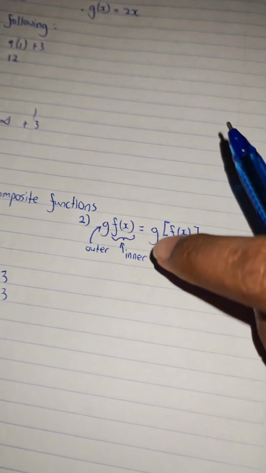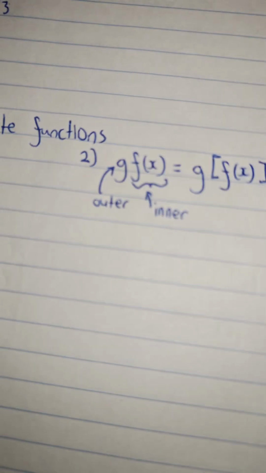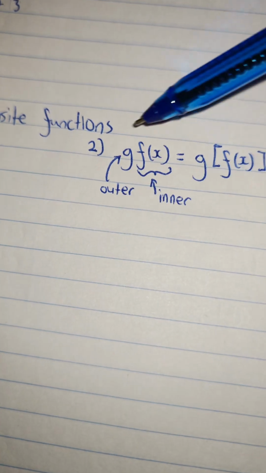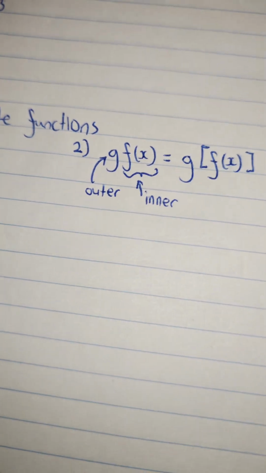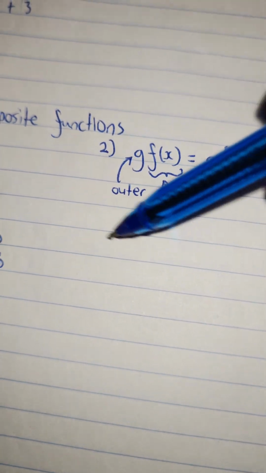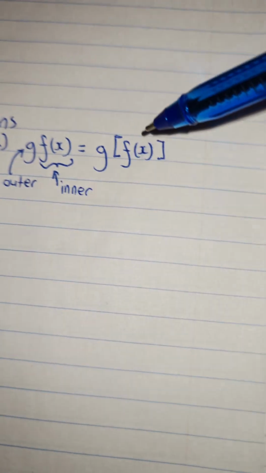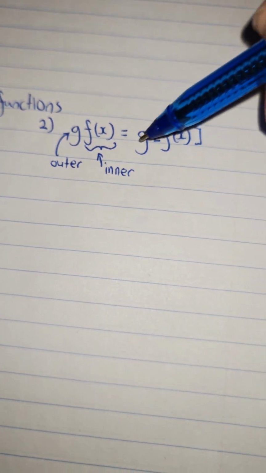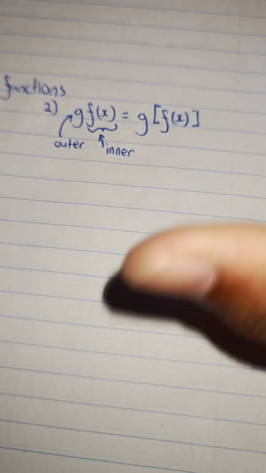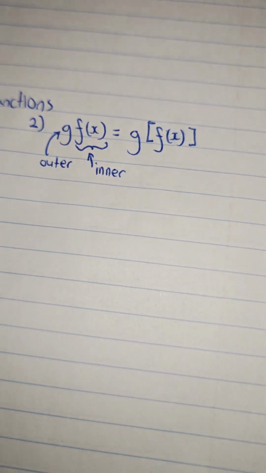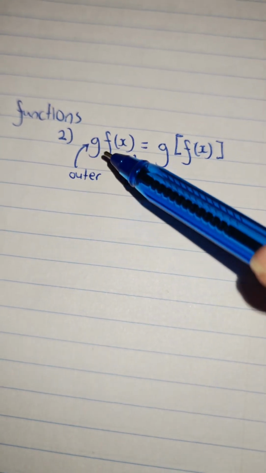Let's do another one. Let's just say we had g of f of x. What does this mean? This means that we have an inner function here and we have an outer function. The inner function is f of x and the outer function is g because it's on the outside. This means that we're going to plug f of x into the outer function g. So, again, what do we have on the outside? We have g.